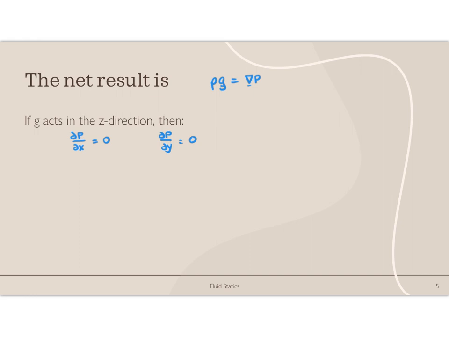And finally, in the z direction, dp/dz is equal to rho g, the gravitational acceleration component. Now, sometimes you will see this written using the gamma symbol. That is simply rho times g. It is just another variable you will sometimes see.